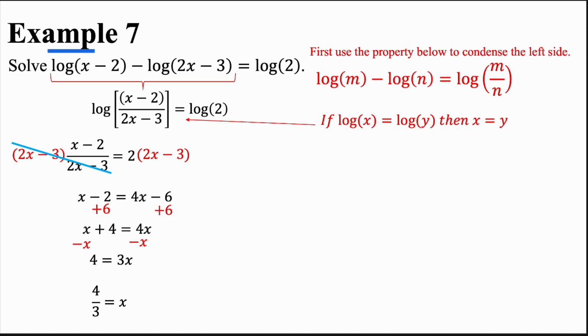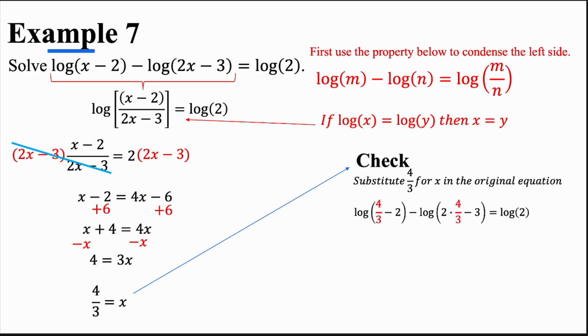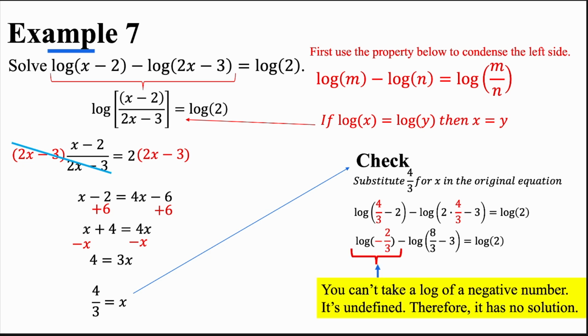Well, since we're solving logarithm equations, we need to check our solution. So let's go ahead and plug in 4/3 for x. Now, 4/3 minus 2, that gives you -2/3. That's a problem, since we can't take the logarithm of a negative number. x equals 4/3 is not a solution. Even though it works here, it does not work in this logarithm. So we cannot take that 4/3 as a solution. So this problem has no solution in this case.